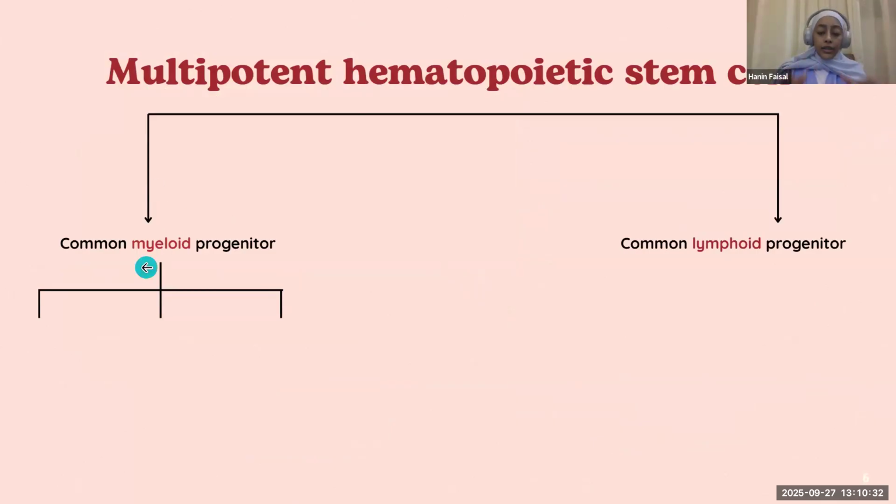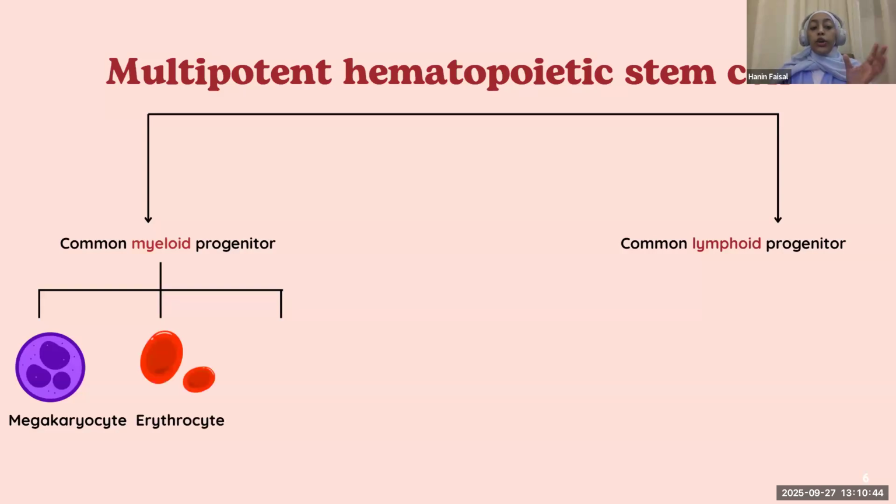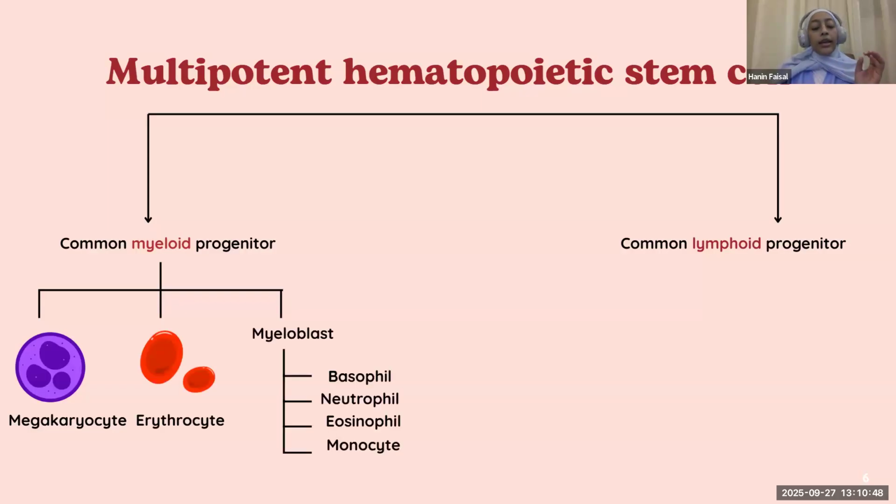For the common myeloid, it still has divisions under it. You're going to have the megakaryocyte, which is basically the cell that's before the platelets. This megakaryocyte is going to break down into platelets. I'll be talking more about this later on. Another thing that comes from your common myeloid progenitor is your erythrocytes, which are basically the red blood cells. And another thing is myeloblast. Blast is basically a baby. It's not the developed one, not the final end product. So a myeloblast can give you the basophils, neutrophils, eosinophils, and monocytes.